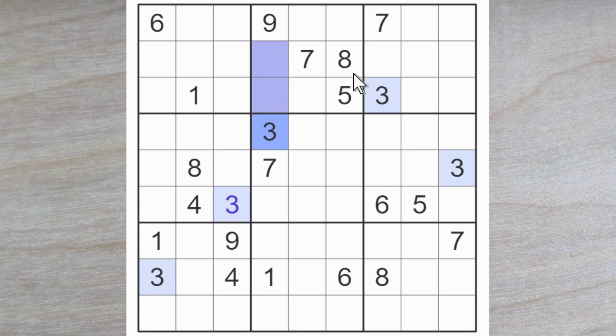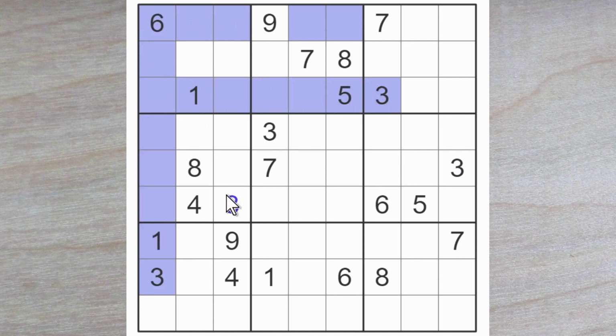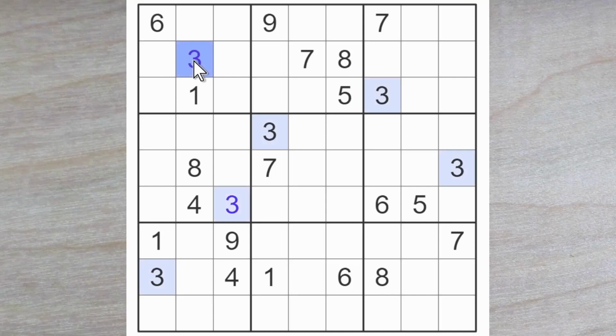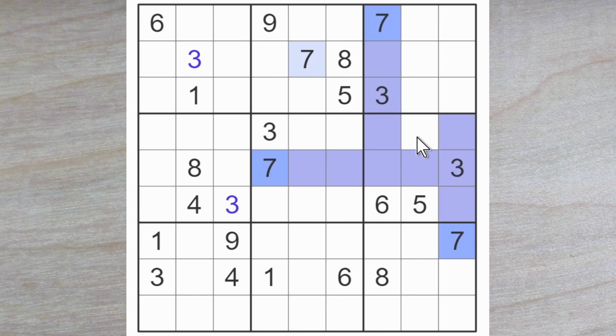This 3 blocks up, this blocks over. One of these must be a 3, and they block over. This 3 blocks over, this 3 blocks up, this blocks up, so a 3 goes here. 7 blocks over, 7 blocks up, 7 blocks down, 7 goes here, and therefore here.